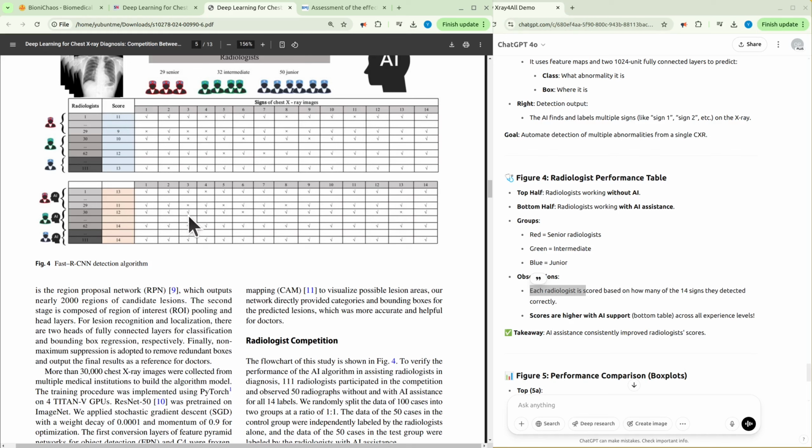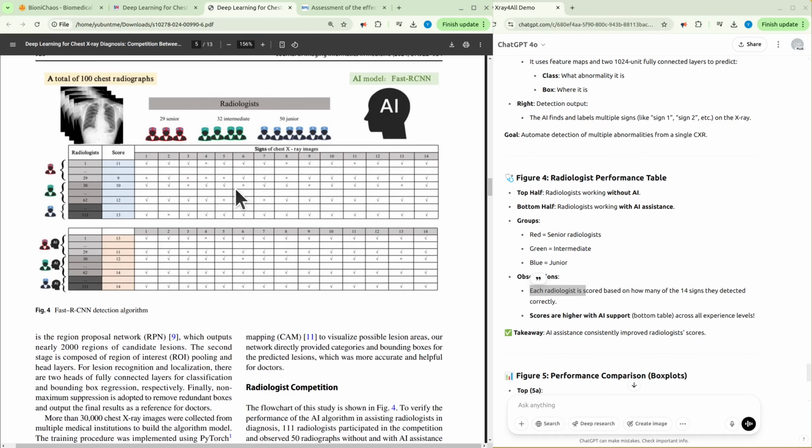Without AI, top section, there are more X marks indicating more missed or incorrect diagnoses. With AI, you see fewer X marks and more check marks, showing how AI support reduces the number of misdiagnoses. This difference is subtle in the table format, but it's more evident when you compare the overall performance metrics and the box plots in Figure 5.